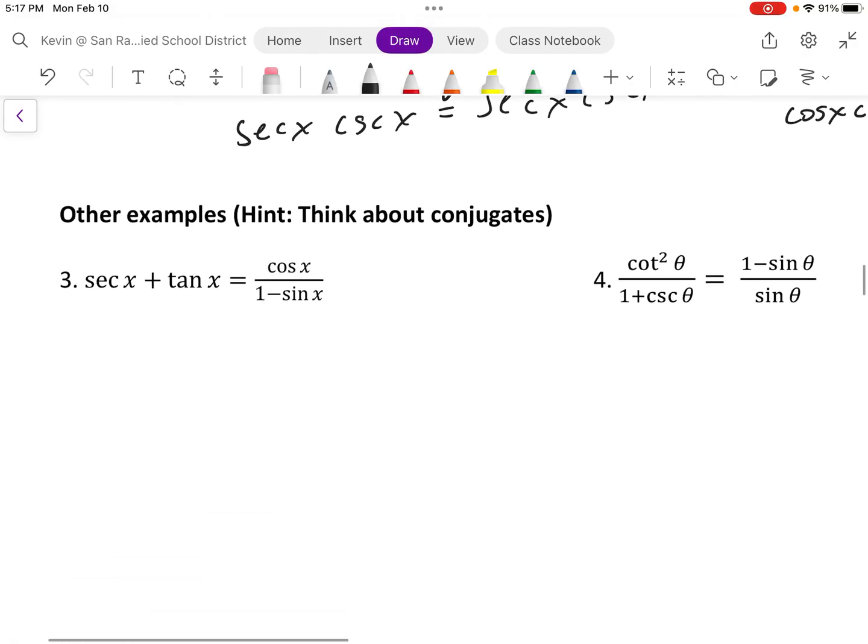Let me go down here to 3. And since it says, again, we could do either side. I think it actually is easier to do the left side. Maybe not.